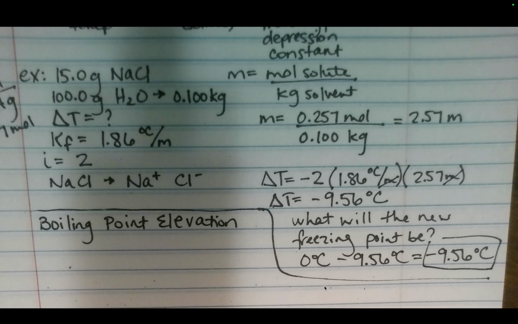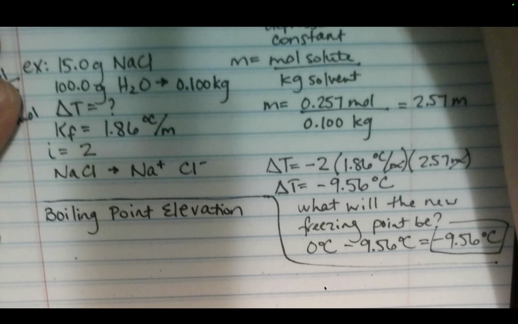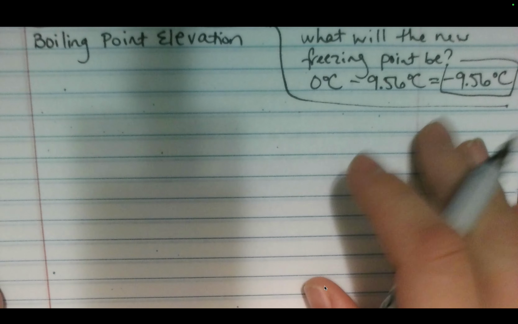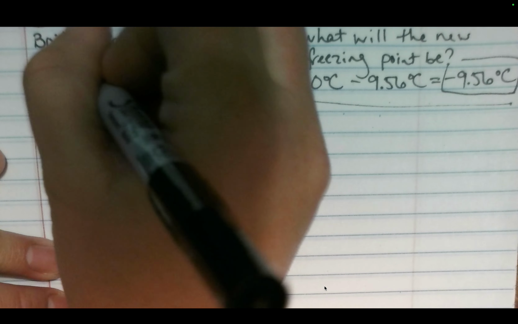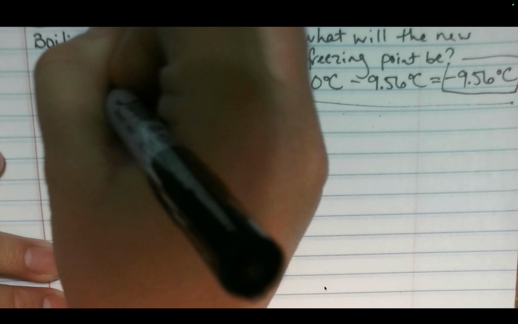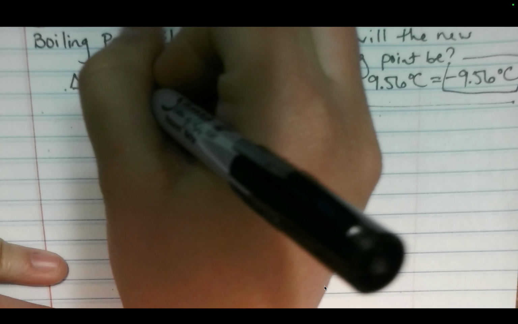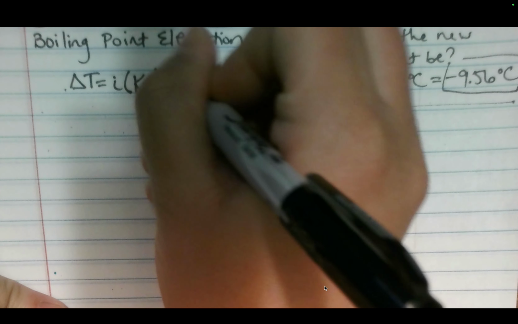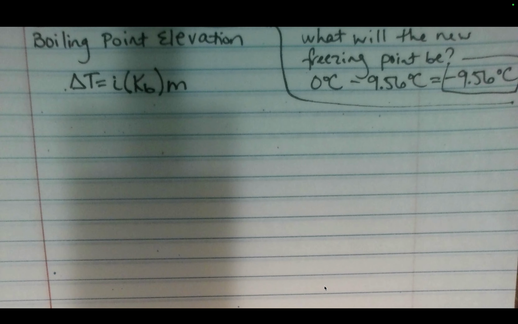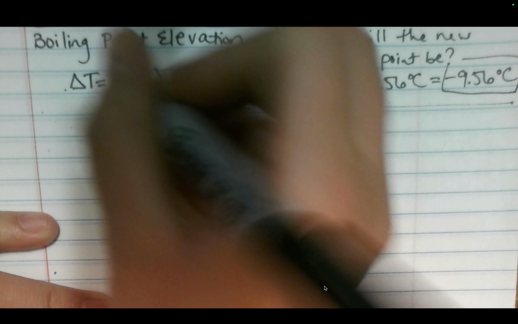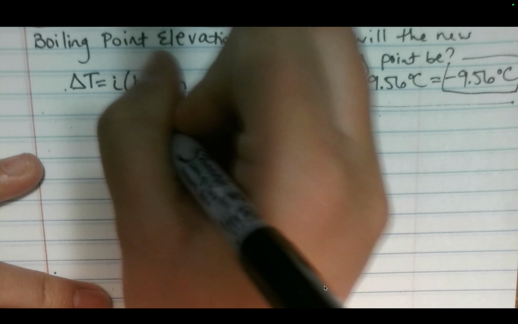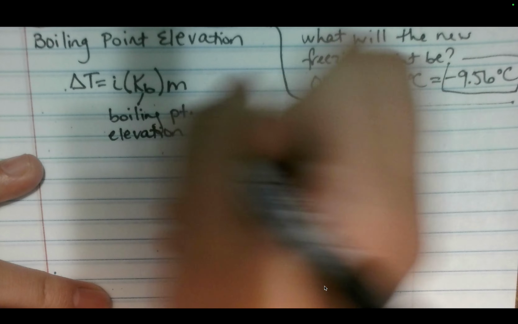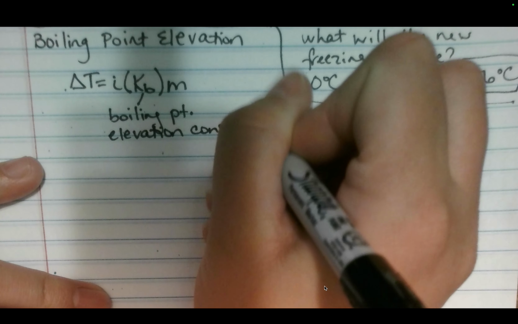Okay? Now, we're going to do the same thing for boiling point elevation. The equation looks very similar. So for boiling point elevation, my equation is delta T equals I times K sub B, that's my boiling point elevation constant, times my molality. Okay, so the only one I'm going to identify here is KB, since we know what all the other ones are already. Boiling point elevation constant.